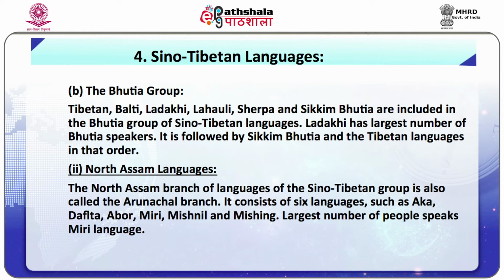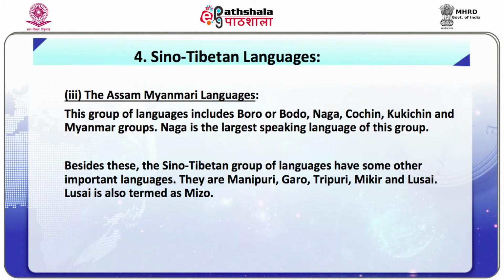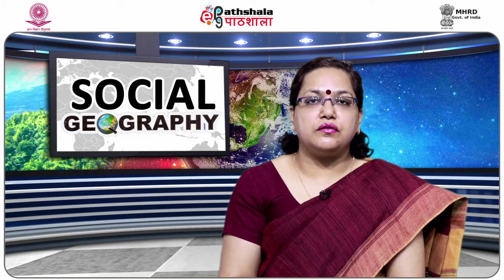Here Ladakhi has the largest number of speakers. It is followed by Sikkim Bhutia and the Tibetan language. Now in the North Assam branch, which is also called the Arunachal branch, we have languages like Abor, Mishmi, Mishing, and Miri. Miri has the largest number of speakers. In the Assam-Myanmari branch, we have Boro or Bodo, Naga, Myanmari language, and the largest language spoken is Naga. Besides the above mentioned 3 branches, this family also has some other significant languages like Tripuri, Manipuri, Garo, Lushai, which is spoken in Mizoram.